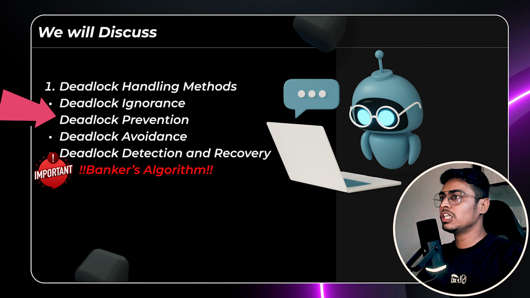Now, removing circular wait. For a deadlock to occur, there must be circular wait in single instances. So to prevent deadlock, we eliminate this condition. The method is to order all resources by giving them numbers.